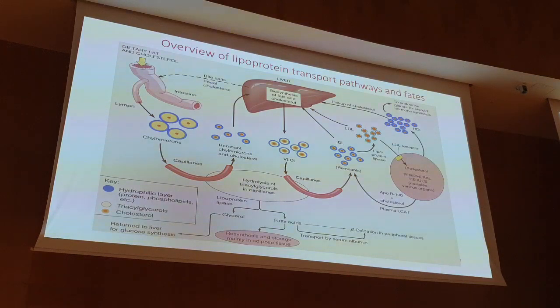Now, it becomes a remnant chylomicron, and that is then transported to the liver. Now, what does the liver do? The liver repackages that chylomicron into VLDL, as you can see in the middle. The arrow that's coming down says VLDL. Again, that is transported all over the body.